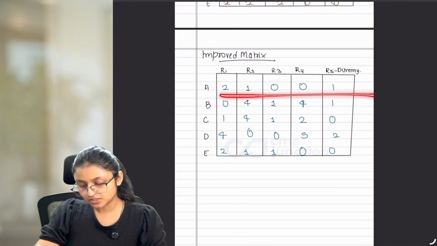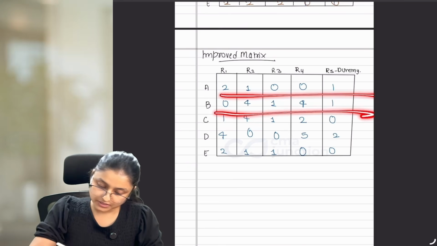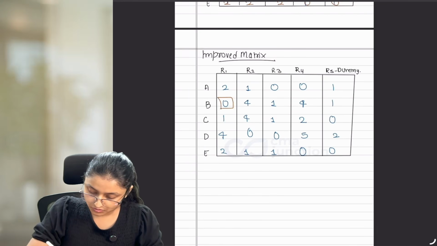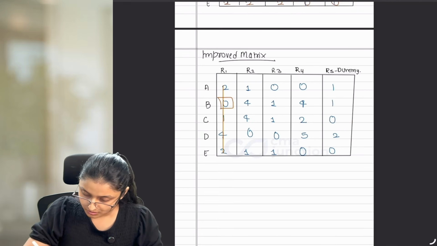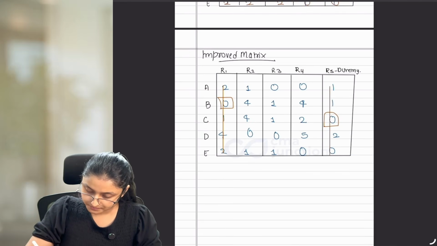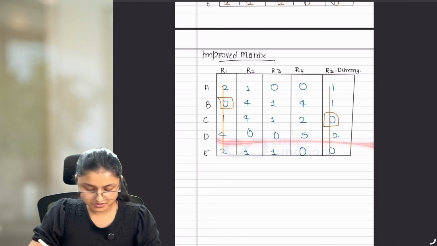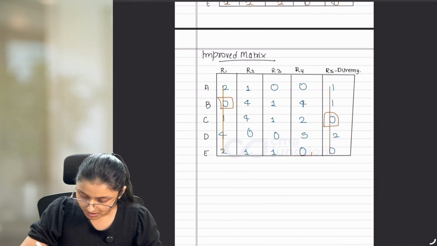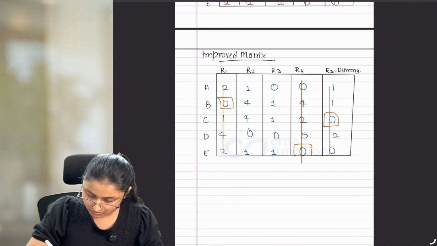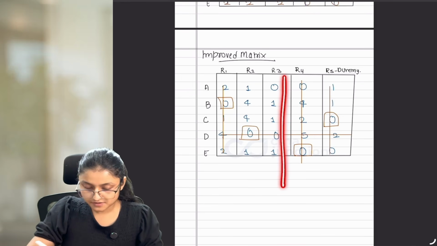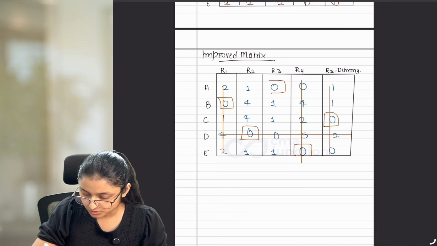Check again for row and column scanning. Skip this row, move to the next one. Here we have 1 zero, mark it and cut the column. Here also we have 1 zero, mark it and cut the column. Next, here we have 2 zeros, skip. Here we have 1 zero, mark and cut the column. Now, after this, next is column scanning. Here we have 1 zero, mark and cut the row. Next, here we have 1 zero. As we are doing column scanning, we have to cut the row. Done.